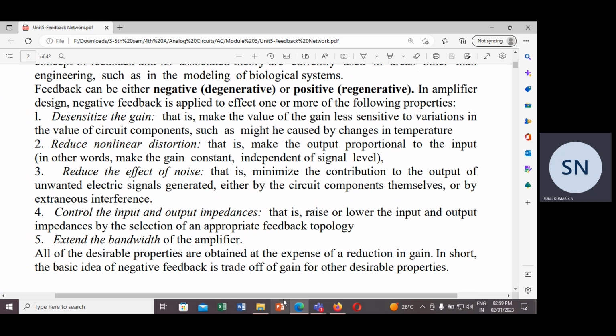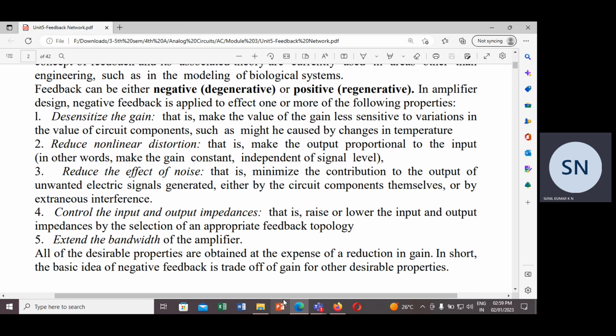What are the important properties of negative feedback? The first important property is desensitizing the gain. The second is reducing the non-linearity. The third is reducing the effect of noise. The fourth is controlling the input and output impedance. The fifth is extending the bandwidth. So five steps with explanation: if you write them, then the 4 marks are in your hand. Feedback, first question, they will definitely ask this one.